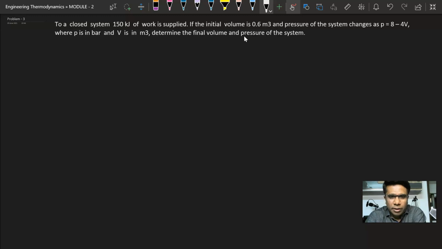Here I am back with another problem of work done, that is in module 2. First I'll be reading the question.